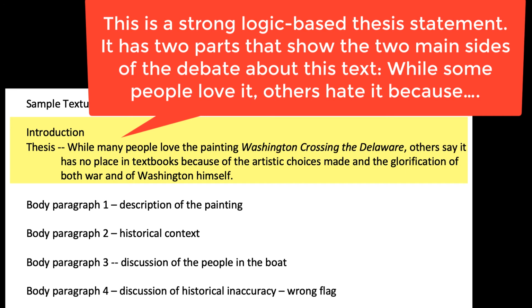This is a good thesis statement, by the way, for this kind of an essay, because while it seems kind of long, it is basically a two-part thesis in a logical sense. It's not a list thesis, notice. We're not saying we're going to cover this, this, this, and this. It says some people love it, other people hate it because.